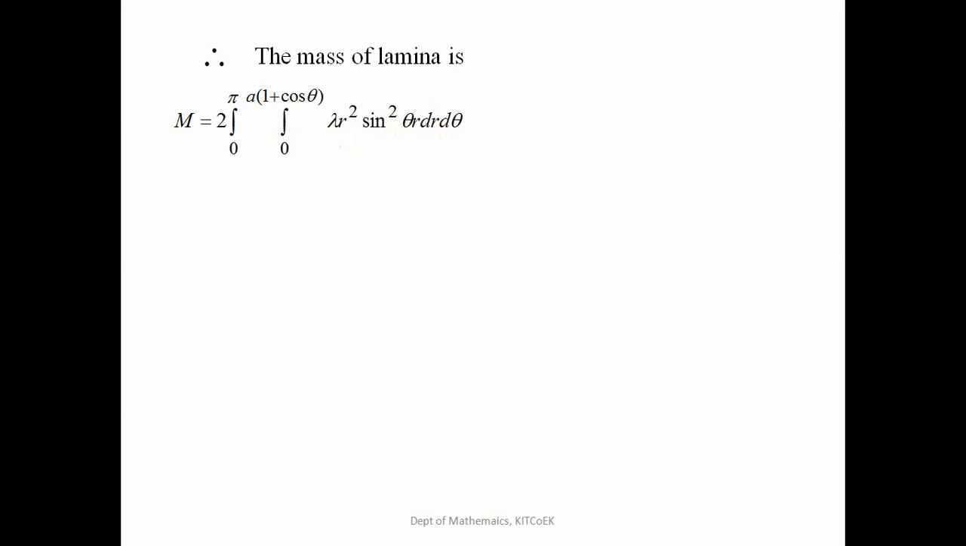So we will need to evaluate this double integral now. Here the limits are functions of theta, hence we will need to integrate first with respect to r, keeping theta constant. So if we are keeping theta constant, then this constant multiple lambda sine square theta is the constant factor here. Keeping it as it is, we will need to integrate with respect to r.